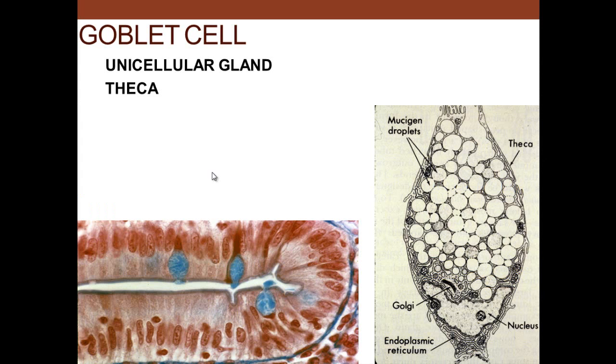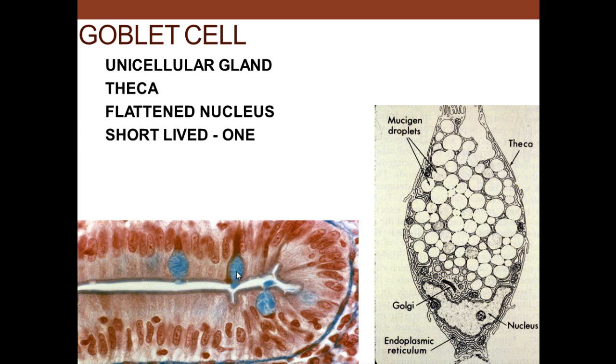There's also goblet cells. There's an intestinal absorptive cell here, but these are goblet cells discharging their content. This is the theca here, the portion which is really where the secretion is itself. It's a unicellular gland in that it doesn't necessarily touch other goblet cells. It actually touches the intestinal absorptive cells.